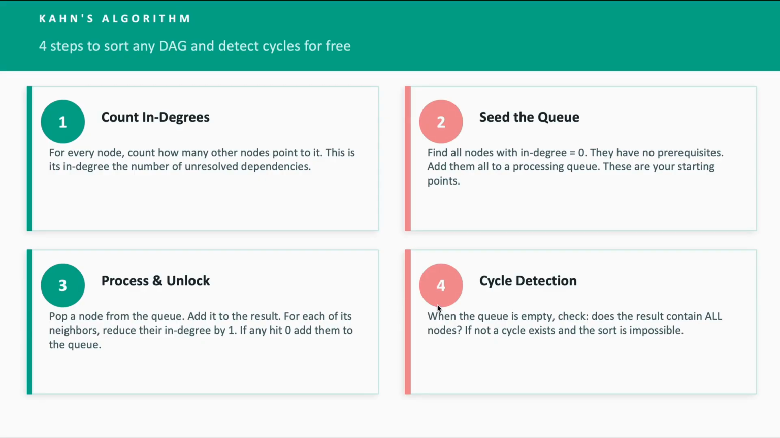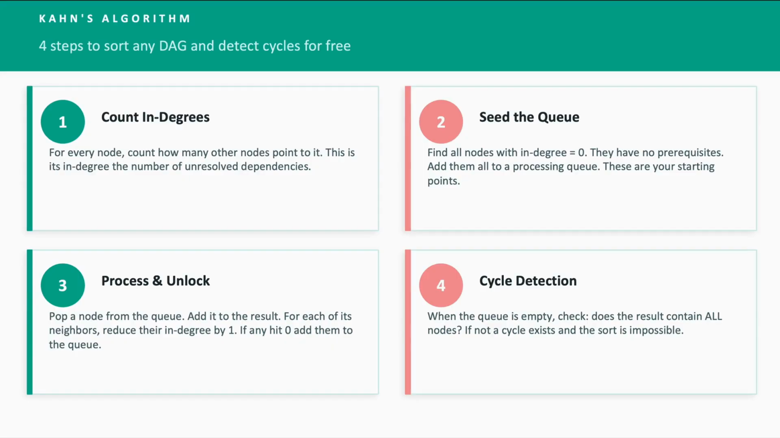Step 1 is to count in-degree. For every node in the graph, count how many other nodes point to it. That number is called the in-degree, and an in-degree of 0 means that a node has no prerequisites. It is ready to run immediately. Step 2, seed the queue. Find all nodes with in-degree 0 and add them to the processing queue. These are your starting points, your roots.